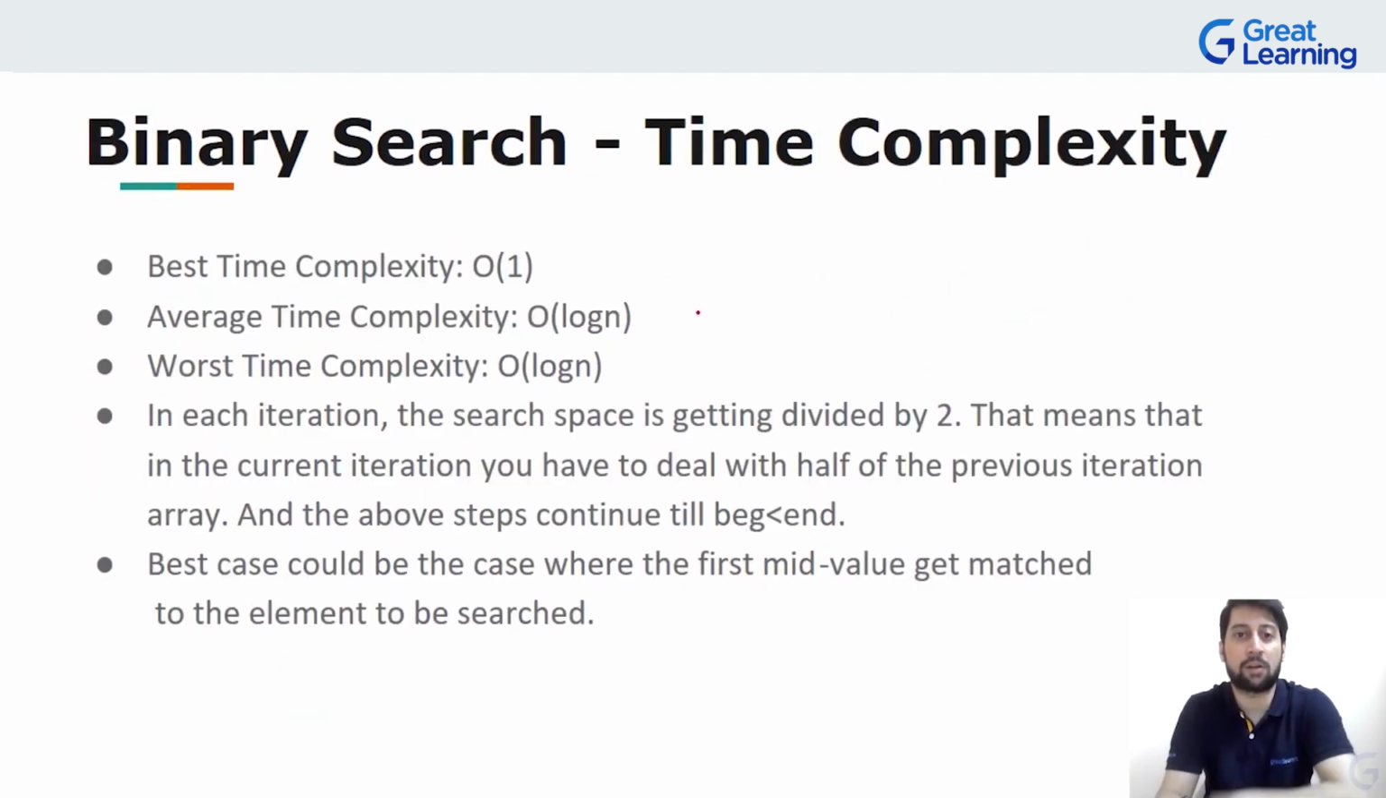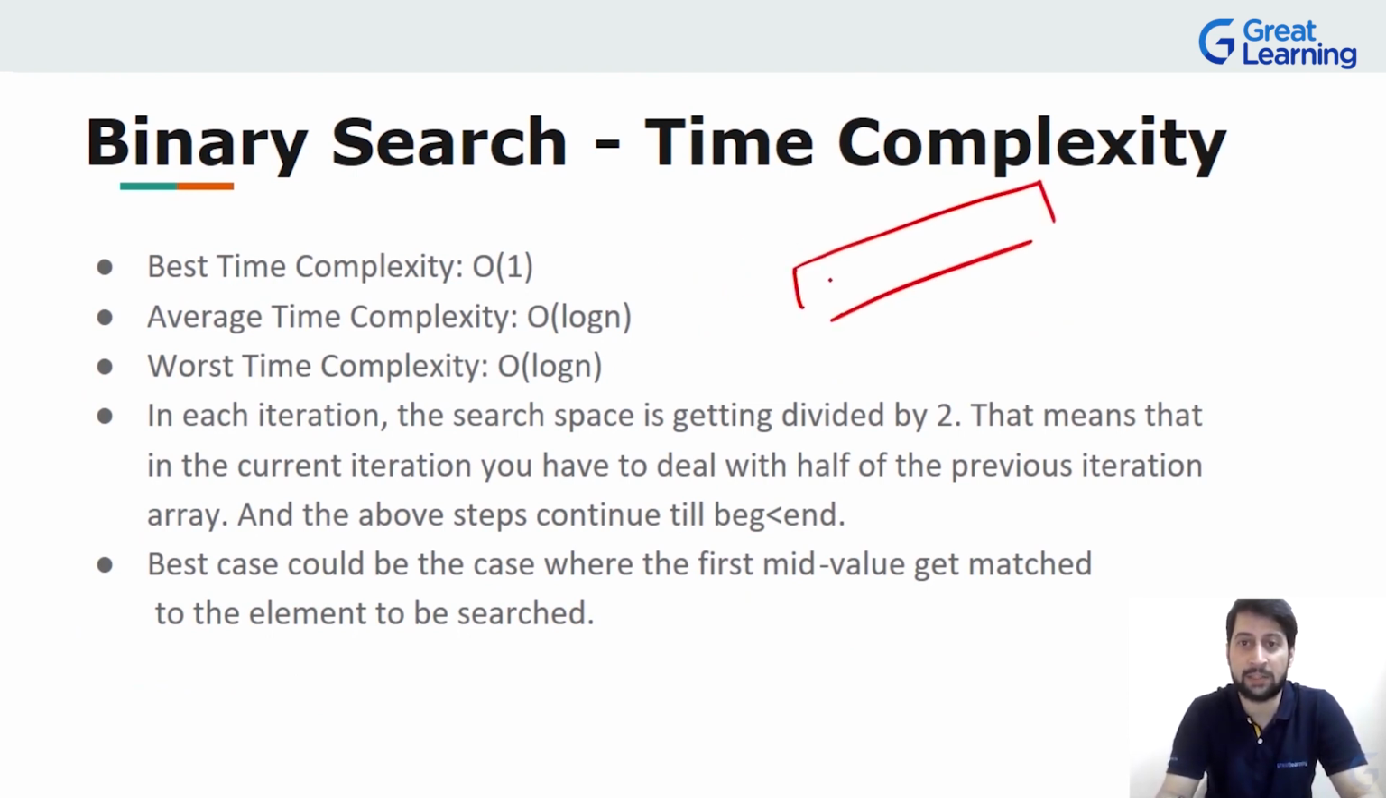recursion. Now let's talk about the time complexity of binary search. Now in the best case, what is the best case? Let's take an array with the elements 1, 2, 3, 4 and 5. Like we saw in linear search, when we are looking to search for the first element, that was the best case scenario for linear search, right?